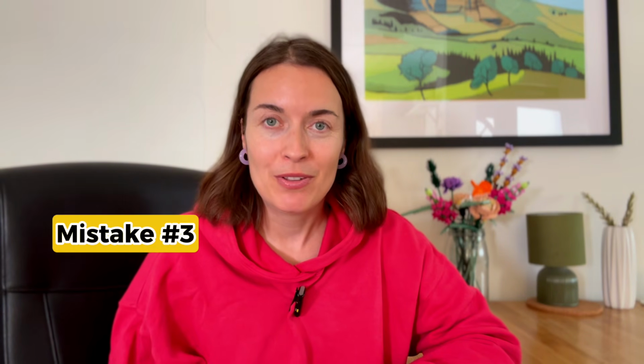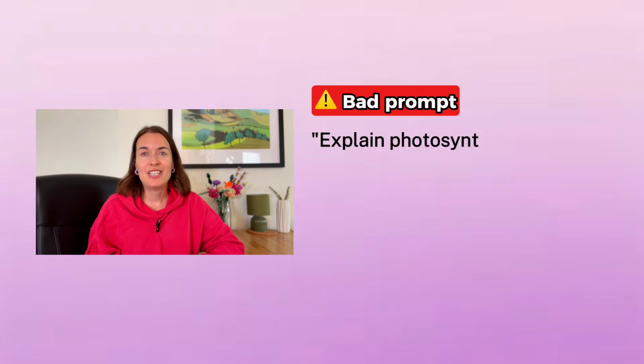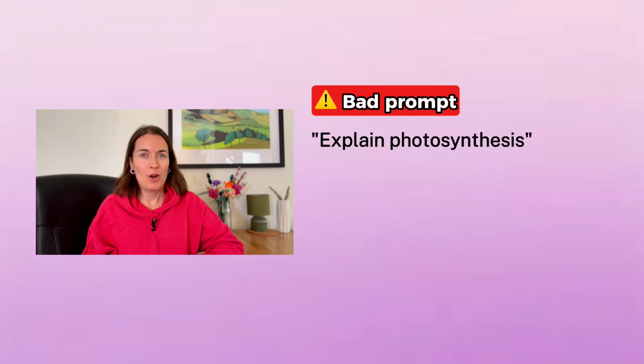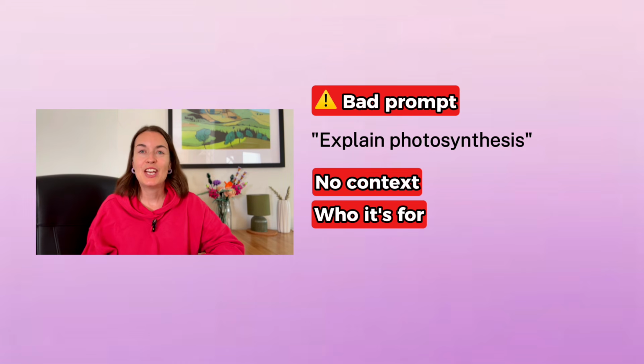And mistake number 3, forgetting to give enough context. For example, you could ask ChatGPT to explain photosynthesis, but that's not a great prompt because it doesn't offer any context. It doesn't say who this explanation is for or how you want it framed. So you'll probably get something that is either too technical, too difficult to understand, or maybe too basic, or just not in the right style.